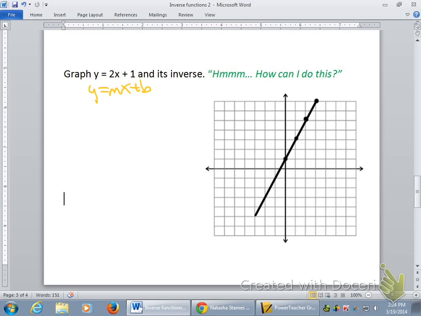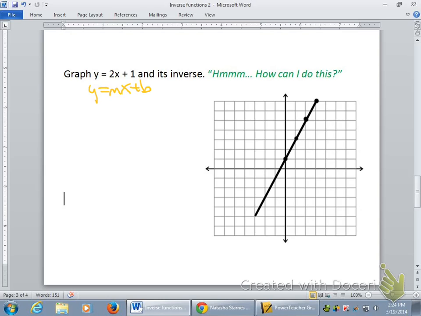Now, I'm supposed to graph its inverse, but I didn't give you anything else. That's all I gave you. So what am I going to do? How can I think about this inverse? I'm going to come back to your way in a minute, but yeah, I know where points are, so let's just switch them.